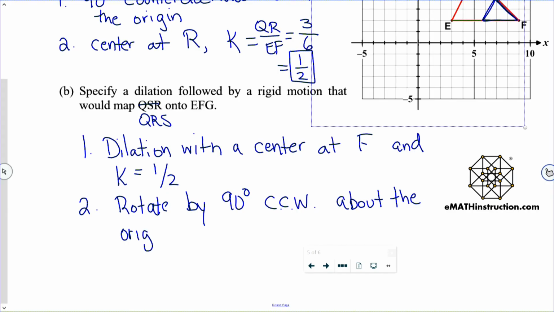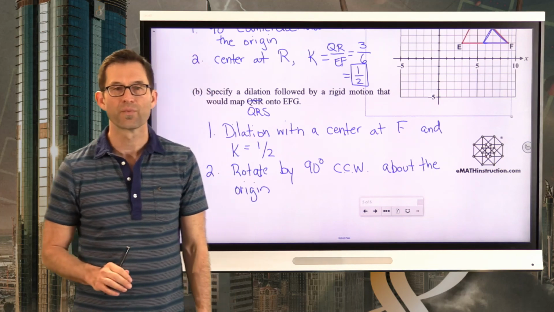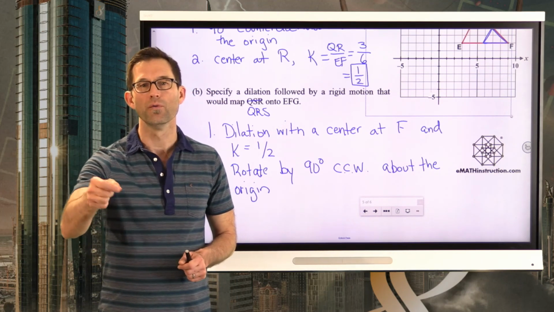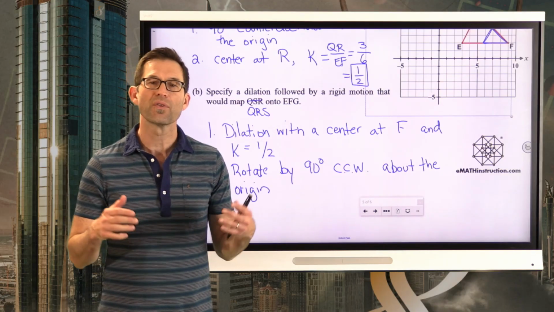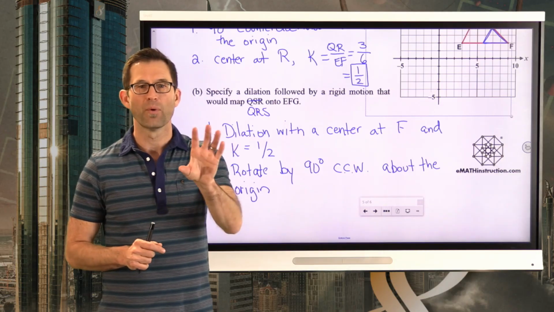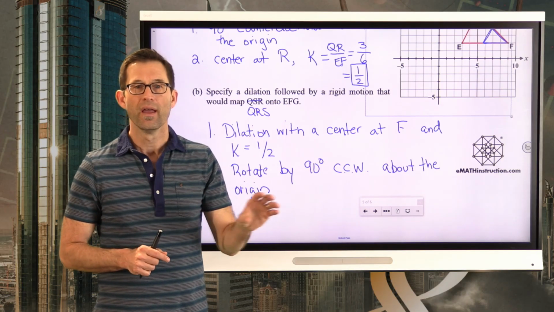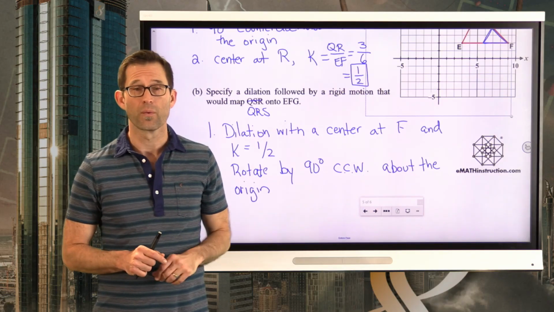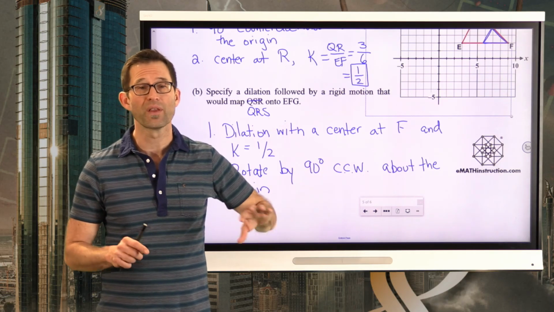This is some of the most challenging work we do with similarity and dilations, right? Because it's like playing chess and having to think 2 moves into the future. I really have to think about 2 different things in these last couple problems that will map one triangle on top of the other. And to make matters more confusing, of course, one of them will depend on the other one, right? So once you do one of them, things change.